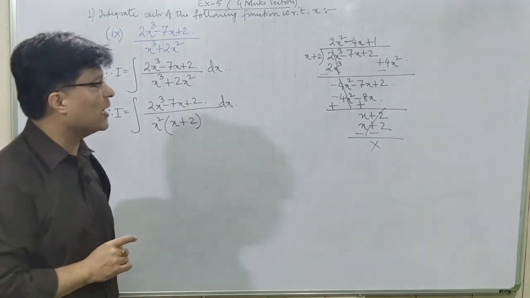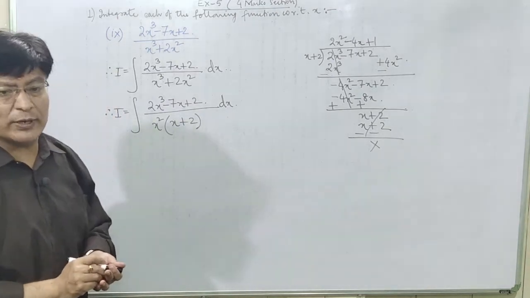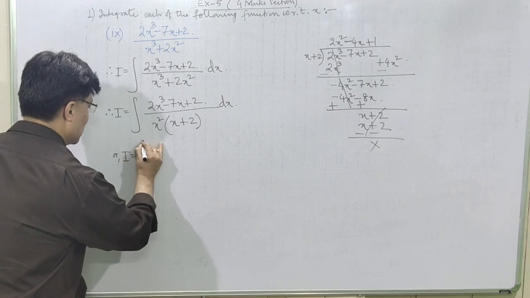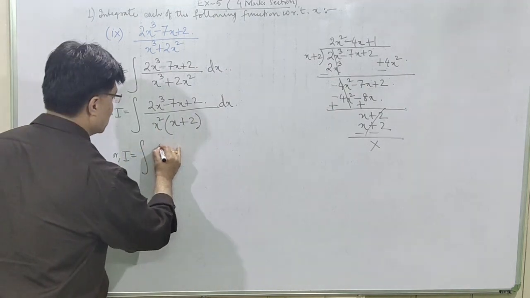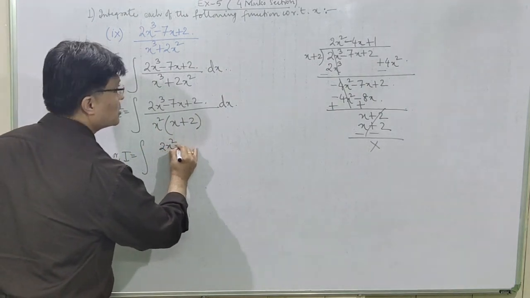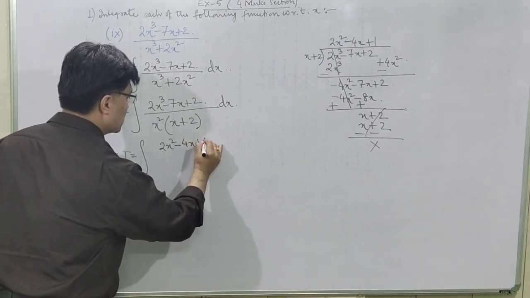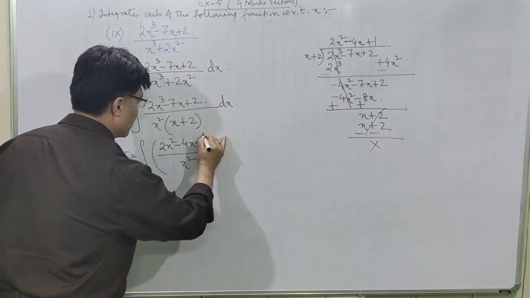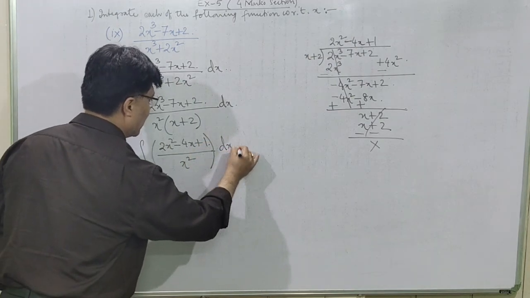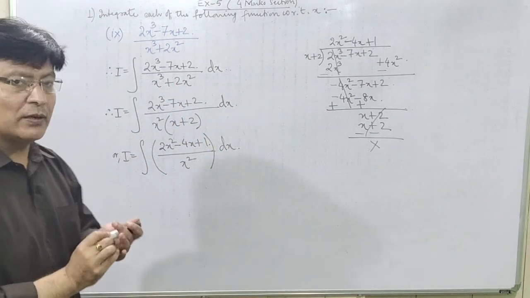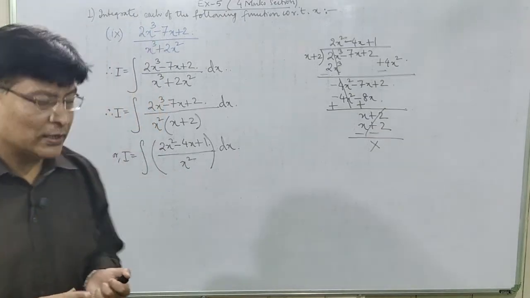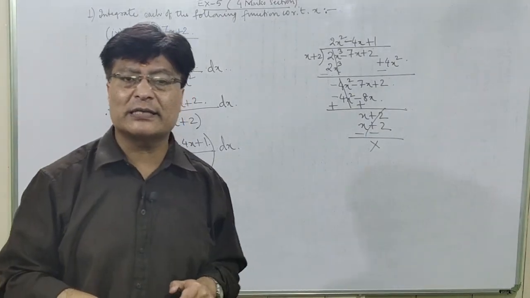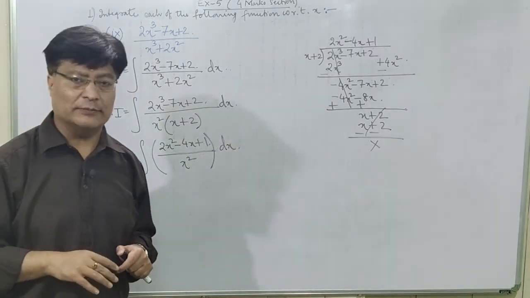What is the quotient in this case? It is 2x square minus 4x plus 1. So let us write here, I is equal to integration of, what is the quotient here? This is 2x square minus 4x plus 1 whole divided by x square. Keep it within bracket, then you can write dx. Okay, but there is x square. Now you can separate the term here. We can separate the numerator now with the help of the denominator.